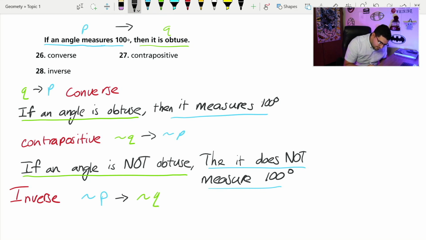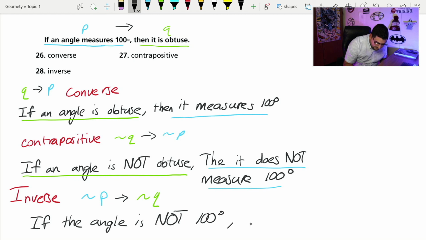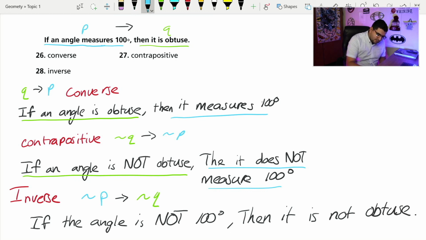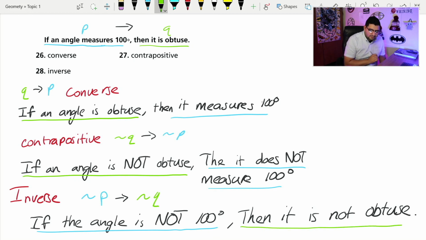So now I'm going to say if the angle is not 100 degrees, then it is not obtuse. Okay, so this would be my original hypothesis, the negation of it, and the negation of our original conclusion.